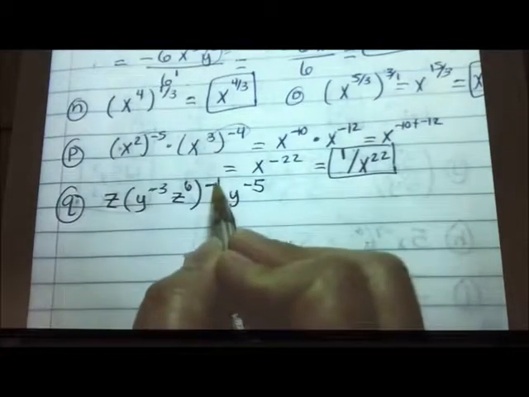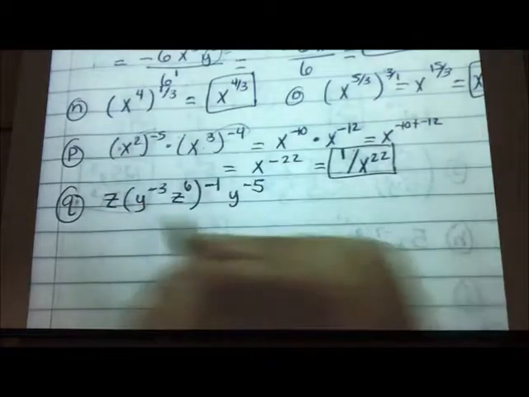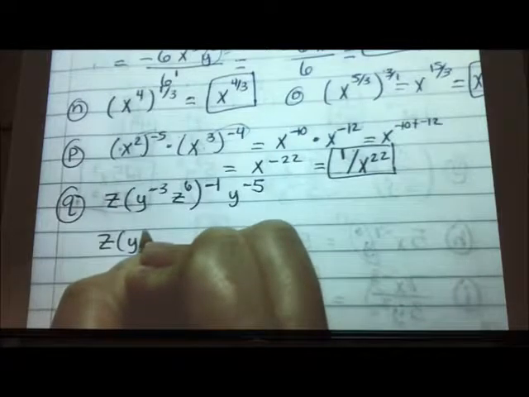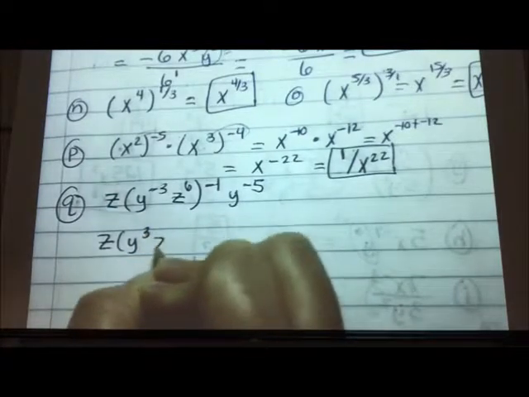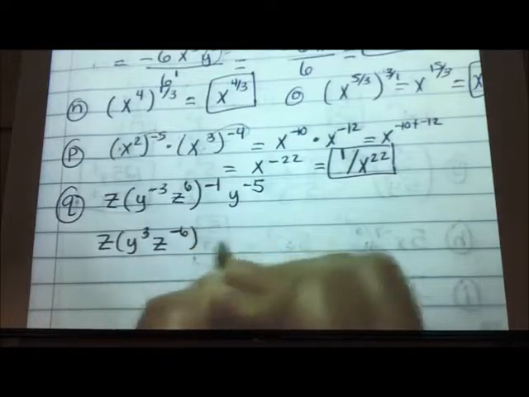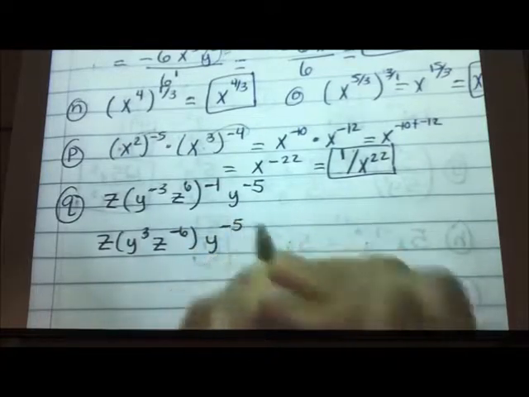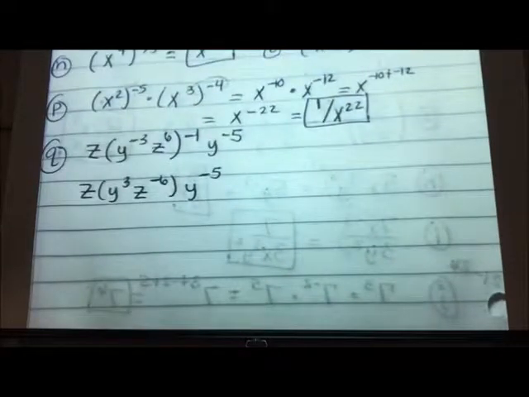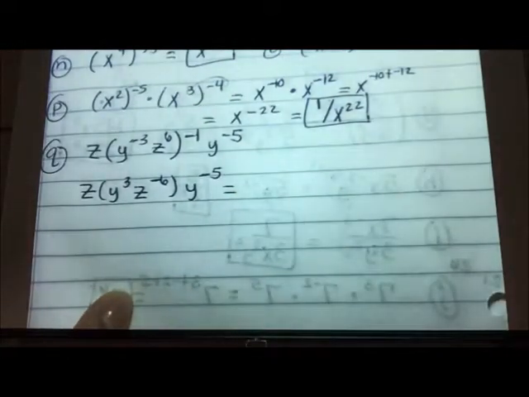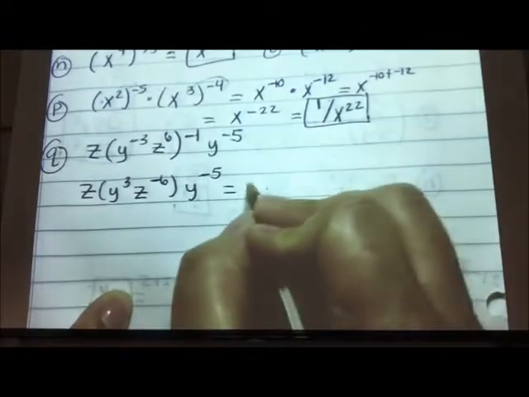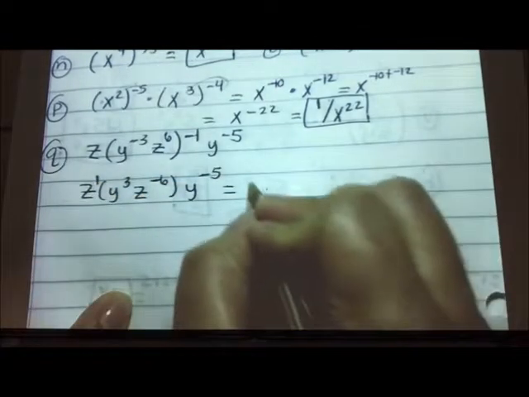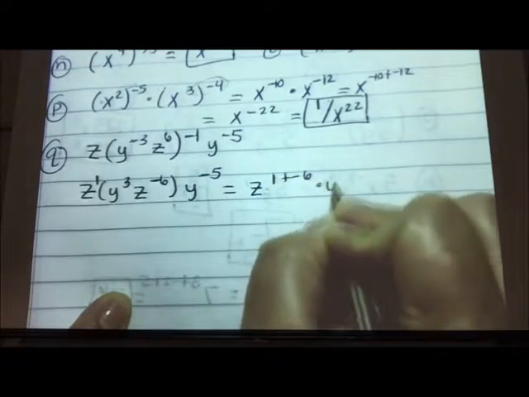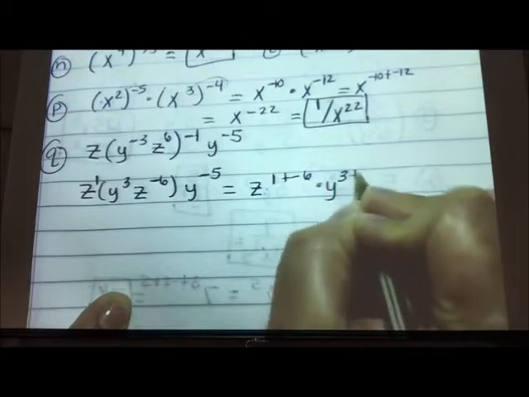So first of all, this negative distributes to all this. So this becomes z, y to the positive 3, z to the negative 6, and y to the negative 5. Now, they're all being multiplied. We see negatives, we might freak out. But multiplication leads to us adding the exponent. So there's an exponent of 1 here. So we have z to the 1 plus negative 6 times y to the 3 plus a negative 5.